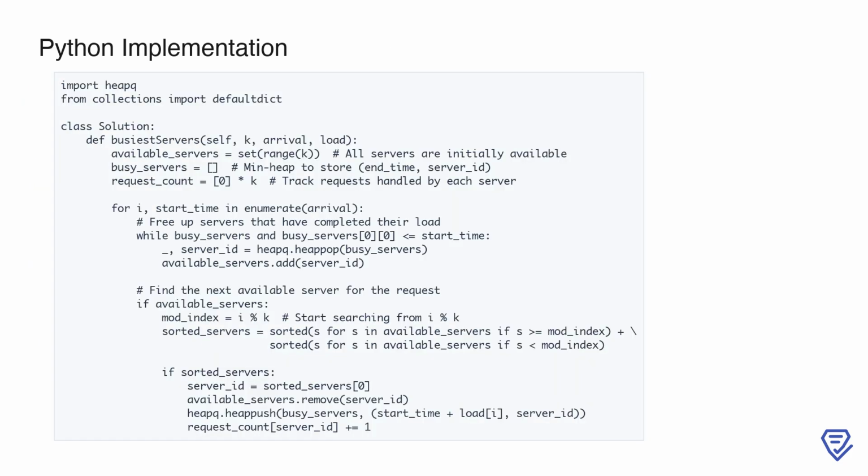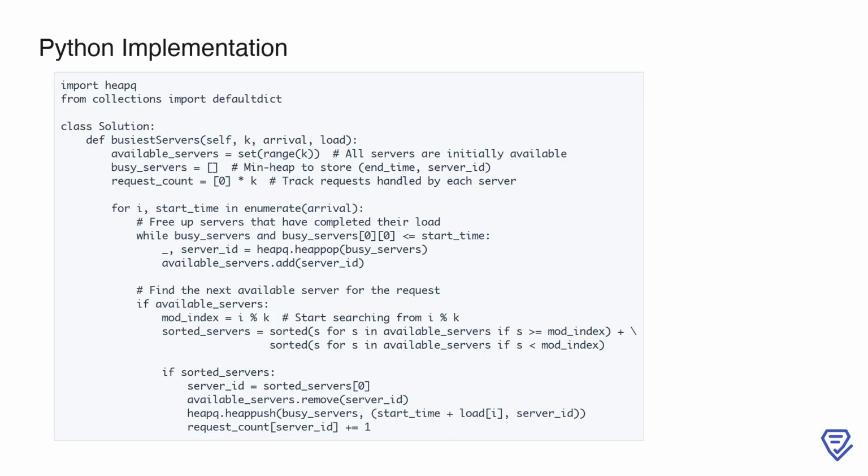Here, we begin our Python implementation by importing the necessary libraries: heapq for managing our priority queue and defaultdict for handling dictionaries with default values. We define a class Solution and within it, the method busiestServers. The method takes three parameters: k, the number of servers; arrival, a list of arrival times for requests; and load, a list of processing times for those requests.